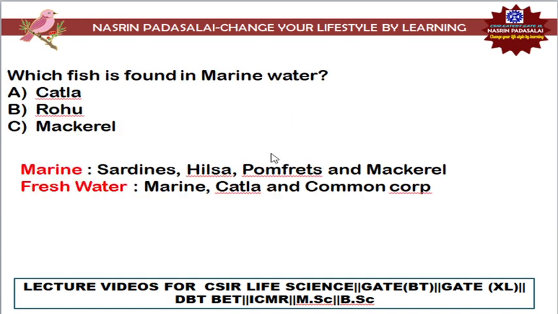Which fish is found in marine water? They had given a list of options. You should know this when you are eating fish next time, so make yourself clear about it. Marine water fishes include sardine, hilsa, pomfret and mackerel. So the correct option is mackerel, and the freshwater fishes include catla and common crab.